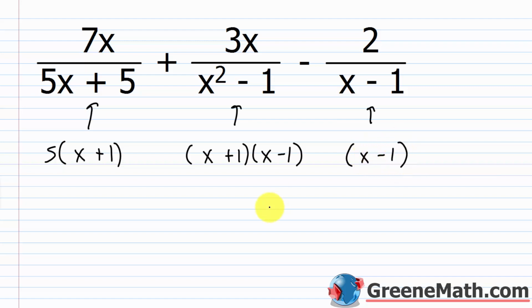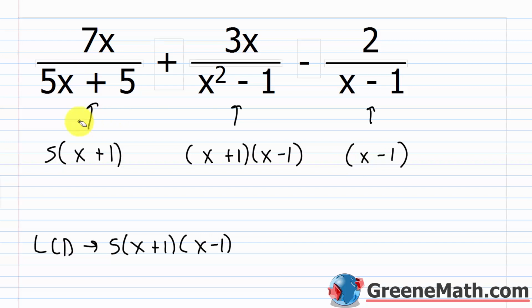Okay. So to build the LCD, I have a 5 here, no 5 in any of the other ones, so I'll put a 5 down. I have an x plus 1 here. I also have an x plus 1 here, but between the two factorizations, there's only one copy in each, so I only need to put one copy in my LCD. Then I have an x minus 1, and again, between these two factorizations, there's only one copy, so I only need to put one copy in when I build my LCD.